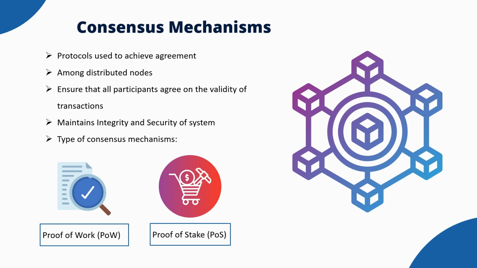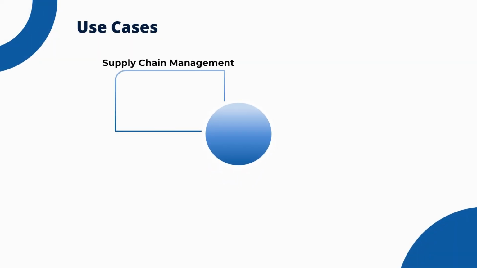Now, let's move on to real-life use cases of blockchain. Supply chain management, provenance tracking. Companies can track the journey of the product from the origin to customer using blockchain, ensuring transparency and authenticity. For example, IBM Food Trust helps track food products to ensure safety and quality. Anti-counterfeiting. Blockchain helps verify the authenticity of products. Luxury brands like LVMH use blockchain to combat counterfeiting.